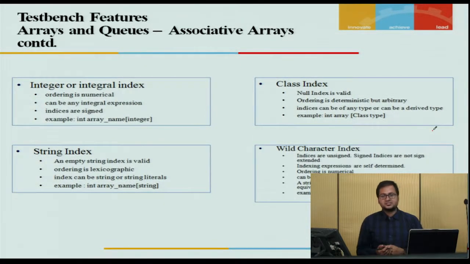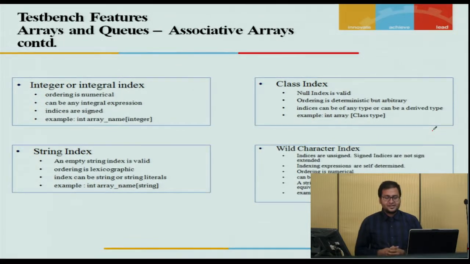Now class index basically also takes care of structs. So any struct can also be part of an index. Null index is also valid. Ordering is deterministic, but it is arbitrary. And index can be of any type, can be of a derived type as well, can be a struct, union, anything.